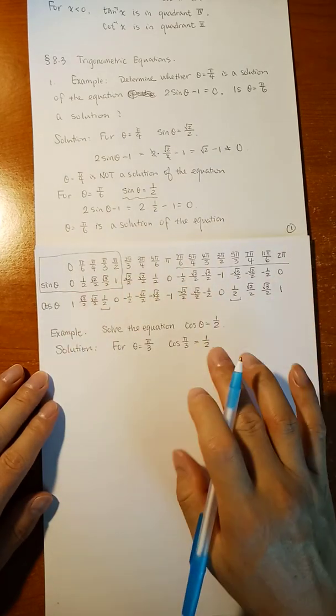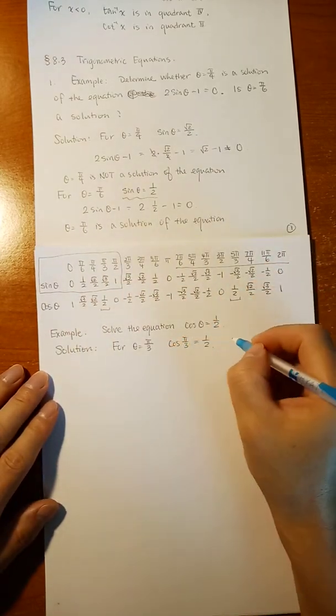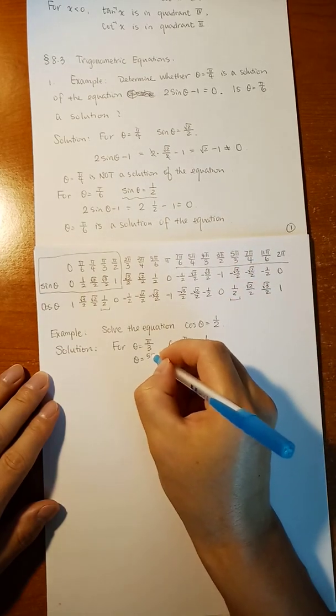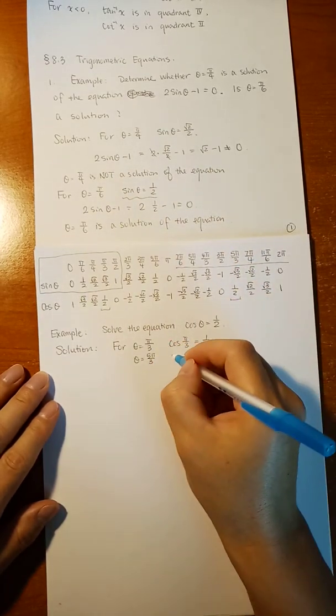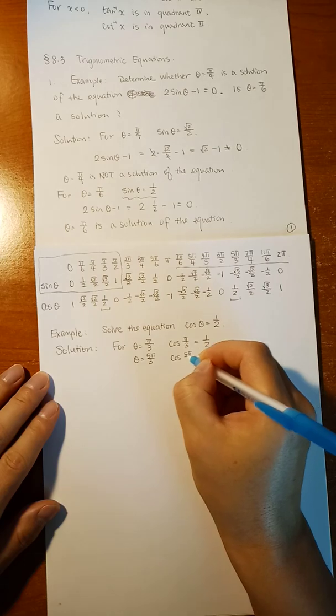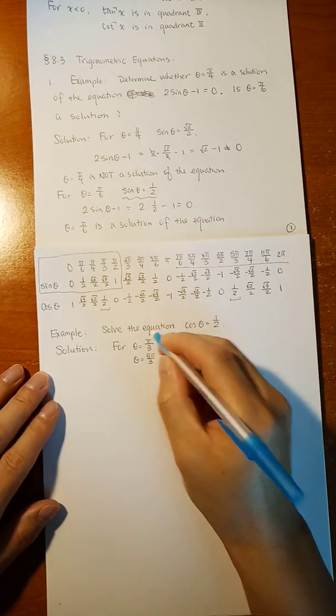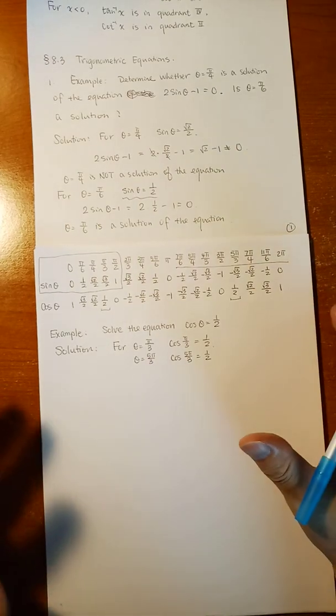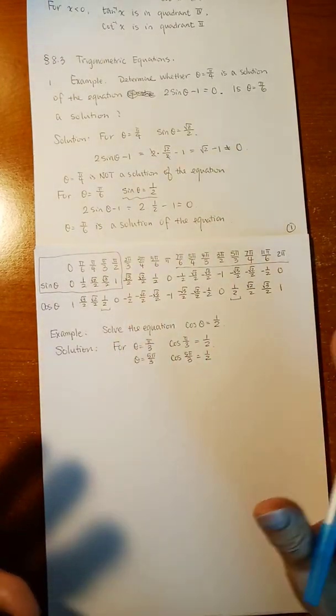If you memorized it, you will see theta is also 5 pi over 3. Cosine 5 pi over 3 is 1/2. So these two are the solutions in one period, in one cycle. And it's a periodic function.